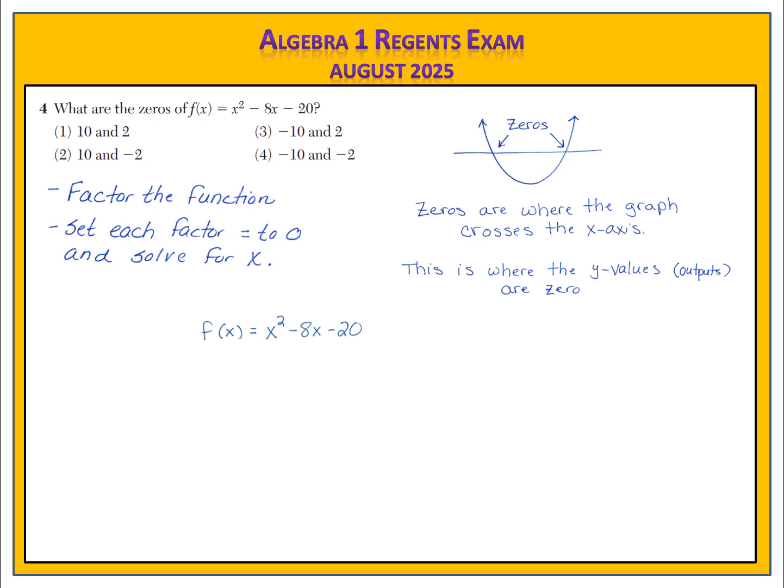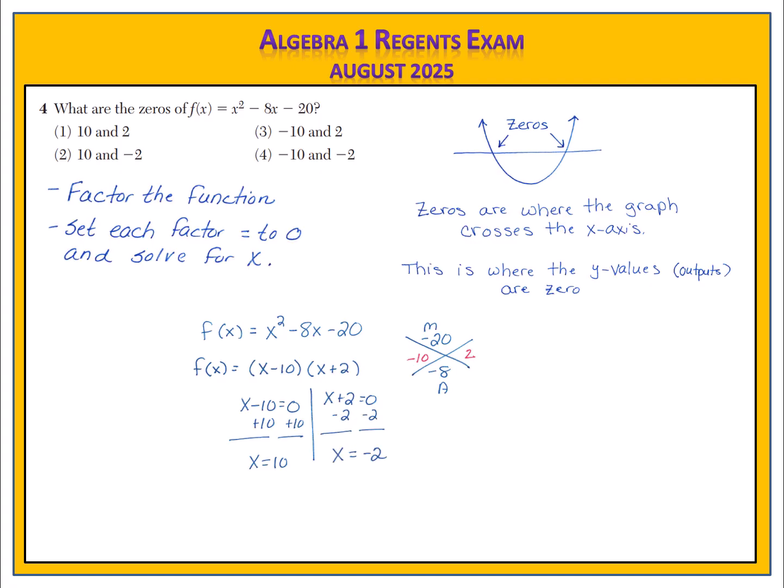Our function is a trinomial. We're looking for numbers that multiply to negative 20 and that add to negative 8. Those numbers are negative 10 and 2, and so that helps us create our factors, x minus 10 and x plus 2. We write each factor equal to 0 and then solve for x. X equals 10, x equals negative 2. Those are the zeros of the function. Choice 2. Remember, the choices could also be written using set notation, where they use the squiggly brackets and they list out the zeros or the solutions in numerical order, negative 2, 10.